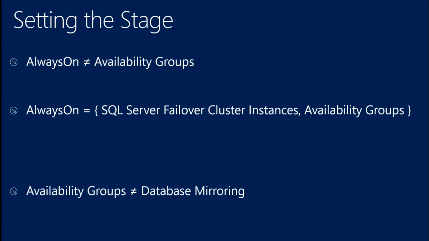And availability groups is not equal to database mirroring. Database mirroring has been there since SQL Server 2005. It is still there, but it has been announced deprecated. That means it will stick around for a couple of releases, then it will go away, with no further enhancements. But going forward, availability groups is the story for customers who have been using database mirroring.